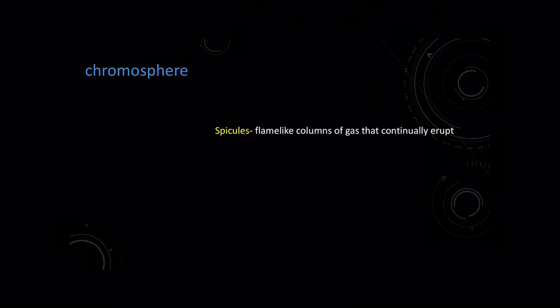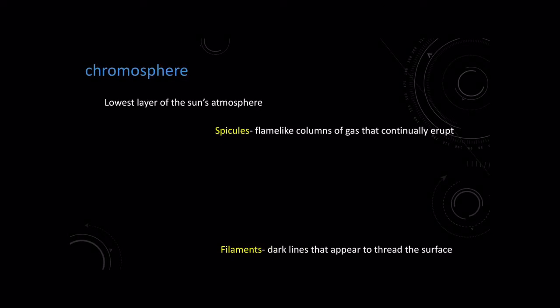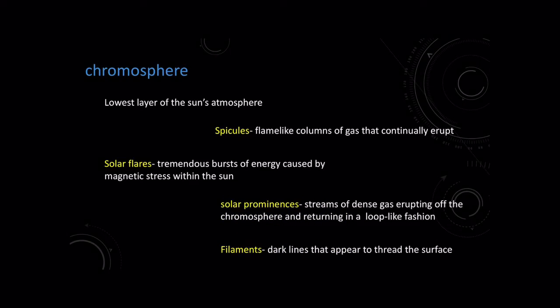It is the lowest layer of the sun's atmosphere, and it has these spicules. These are flame-like columns of gas that continually erupt. It also has filaments. These are dark lines that appear to thread the surface. The spicules are sometimes interrupted by these tremendous bursts of energy known as solar flares. They can also have solar prominences. These are streams of dense gas erupting off the chromosphere, and they return in a loop-like fashion.